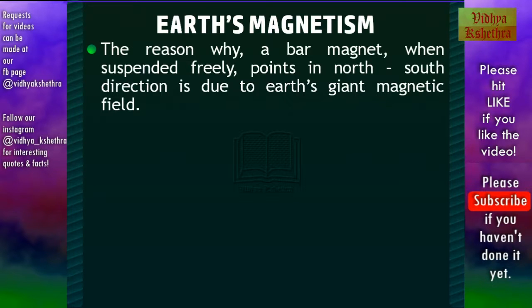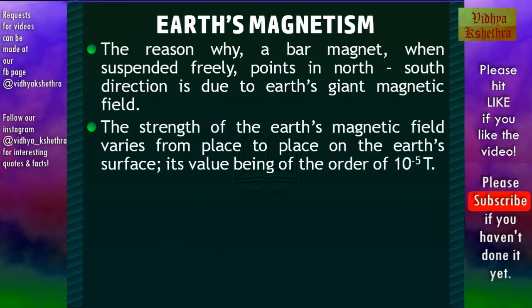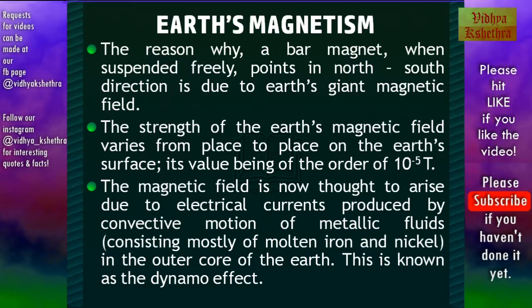The reason why a bar magnet when suspended freely points in north-south direction is due to the Earth's giant magnetic field. The strength of the Earth's magnetic field varies from place to place on the Earth's surface, its value being of the order of 10 raised to minus 5 Tesla. Now, the magnetic field is thought to arise due to electrical currents produced by convective motion of metallic fluids, mostly consisting of molten iron and nickel in the outer core of the Earth. And this is known as the dynamo effect.